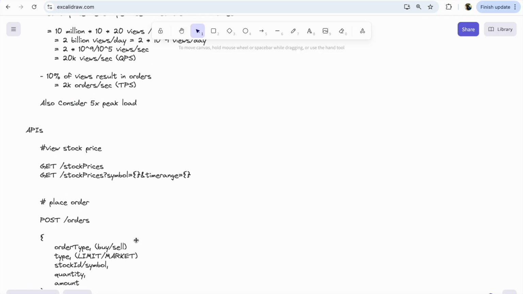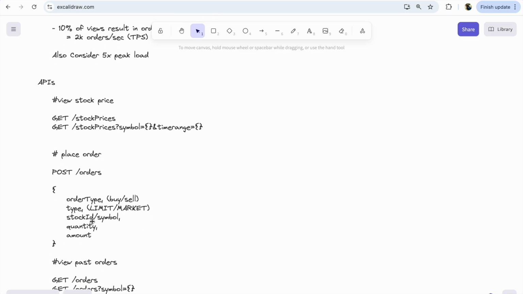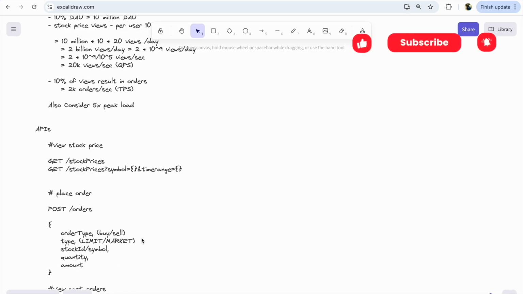In all of these APIs, we have not added the user details in the payload. Of course, because user details we don't add in the payload. User details are always added in the header section as a JWT token or session token. That's for security reasons, because otherwise anyone can pretend to be an authorized user, right?